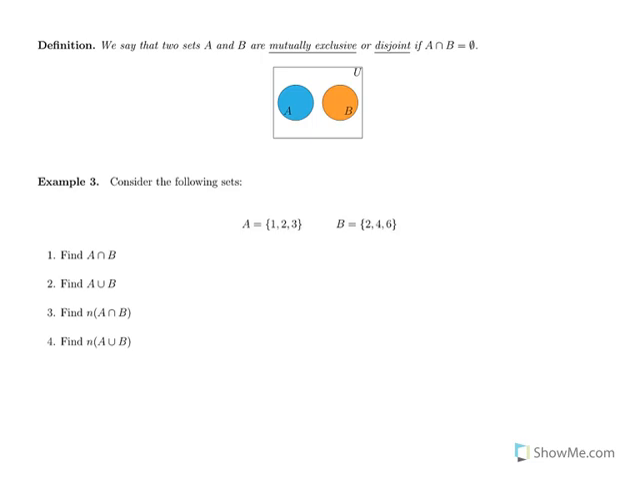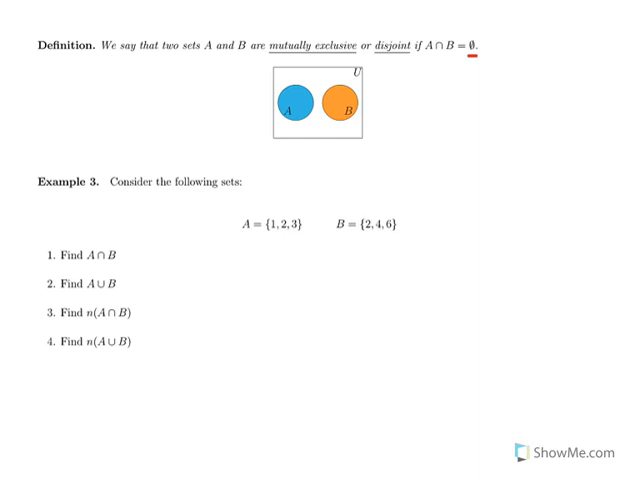So we say that two sets A and B are mutually exclusive, and sometimes we're going to say they're disjoint, if the intersection between them is equal to the empty set. And this is maybe a good example of where the empty set can really come in handy. We're talking about the intersection between two sets, and how do you represent that the intersection is nothing? We use a set. That set is the empty set.